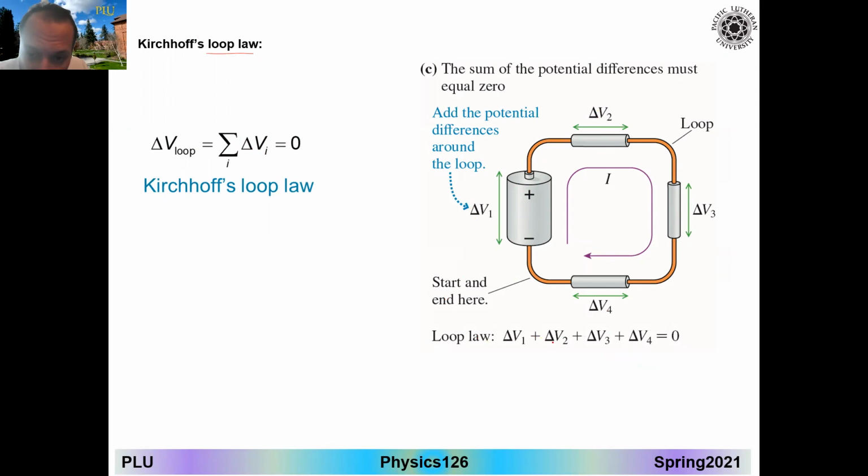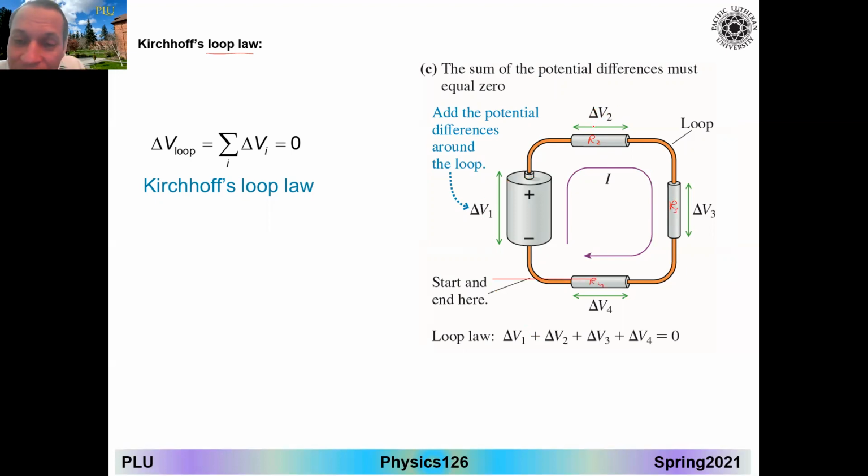Even though it is written with plus signs, when you write it with numerical values you have to consider the sign: which one is positive and which one is negative. Let me explain more what we mean by delta V2 and delta V3 across the resistors. Let's assume here we have R2, here R3, and here R4.